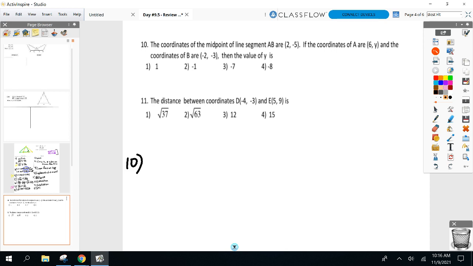Okay, I have 3 coordinates up here. Which one's in the middle? Out of those 3, which one's in the middle? 2, -5, right? Because that's the midpoint. 2, -5 is in the middle. There's your midpoint. And on each side, I have point A, which is 6, y. And on the other side of the midpoint, I have point B, which is -2, -3.